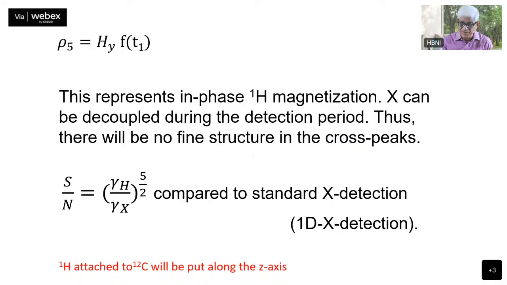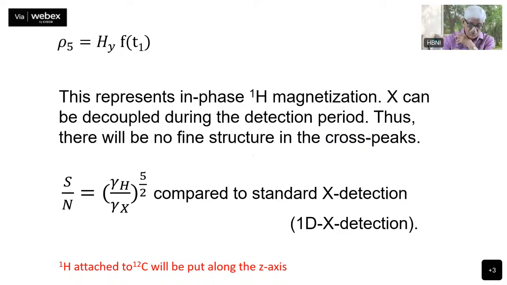This represents in-phase proton magnetization. X can now be decoupled during the detection period because we have now got the in-phase magnetization. Otherwise, there is the possibility of cancellation of the intensities due to antiphase components. Therefore, we can decouple it. Thus, there will be no fine structure in the cross peaks. During the t1 period, there is decoupling due to the 180 pulse in the middle of the proton channel. And during the t2 period, we have broadband decoupling.